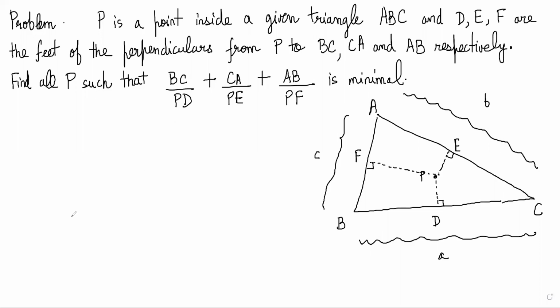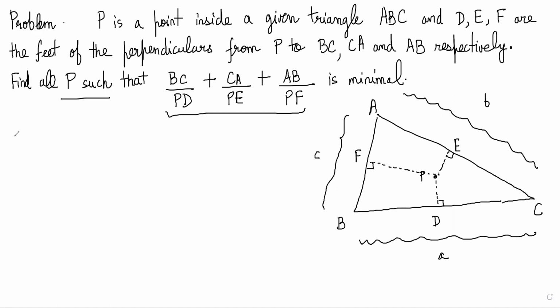Hi, this problem is about a geometrical inequality. P is a point inside a given triangle ABC, and D, E, and F are the feet of the perpendiculars from P to the three sides of the triangle. Now we have to find all such points so that BC by PD plus CA by PE plus AB by PF is minimal, right? You have to basically minimize this expression.